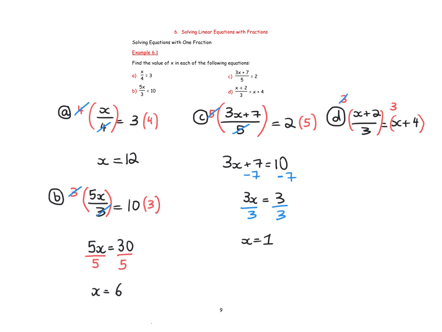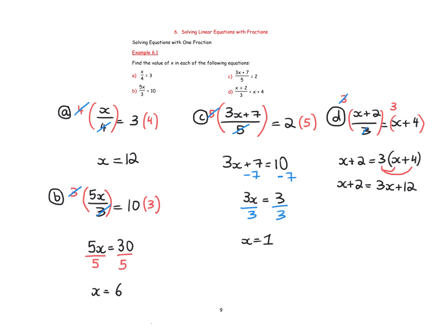The 3 times and divided by 3 cancel, as that is effectively multiplying by 1, and we end up with x plus 2. And on the right-hand side, we end up with 3 times x plus 4. Multiplying out the bracket on the right-hand side, we end up with 3 times x and 3 times 4. That will leave us with x plus 2 is equal to 3x plus 12.